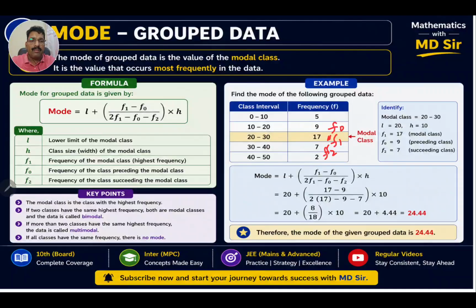So we get 17 minus 9 by 2 into 17 minus 9 minus 7, into H. H means the width of the class interval, which is upper limit minus lower limit, 20 minus 10, that gives 10. We substitute all the values and simplify, and finally we get the answer 20 plus 4.44, which is 24.44. Like that you have to find the mode of grouped data. We will see one more example.